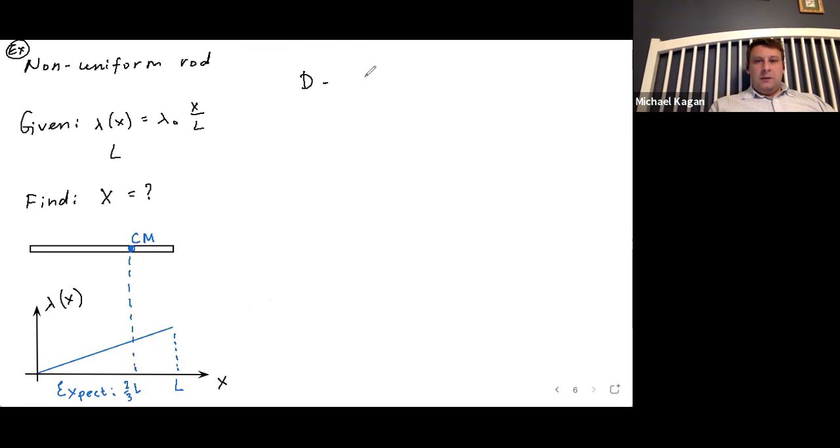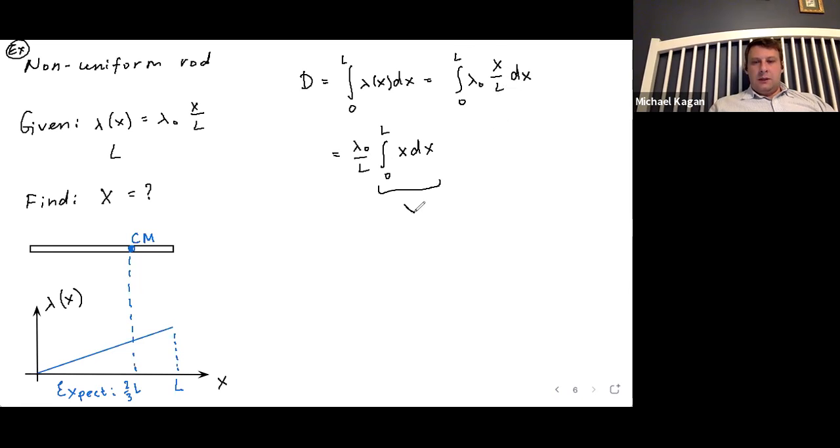So the denominator, the total mass, is the integral from 0 to L of lambda of x dx, which is the integral from 0 to L of lambda naught x over L dx. Yeah, so lambda over L can be factored out. These are constants. This integral we already computed. This is L squared over 2. So by simplifying a little bit, we get lambda naught L over 2. Okay?